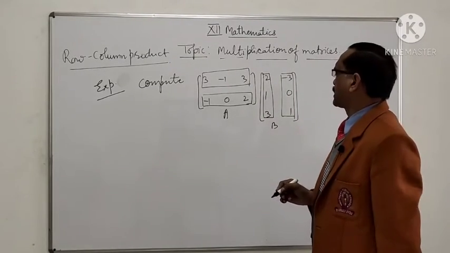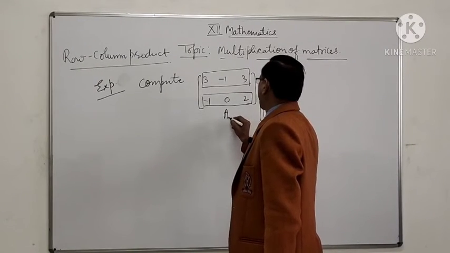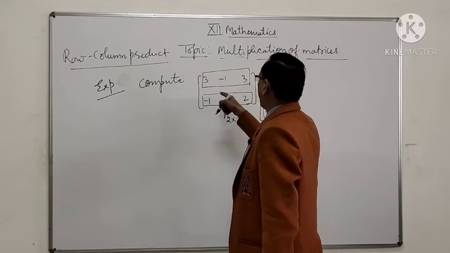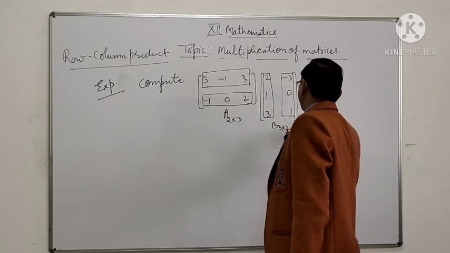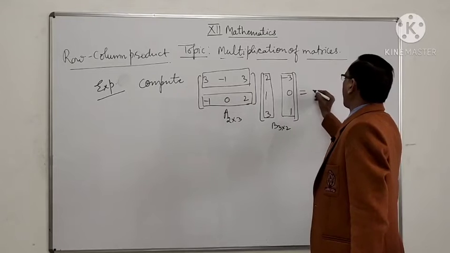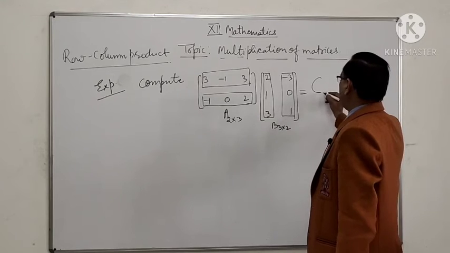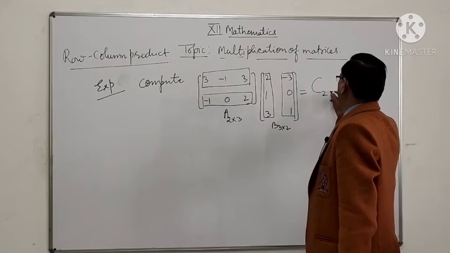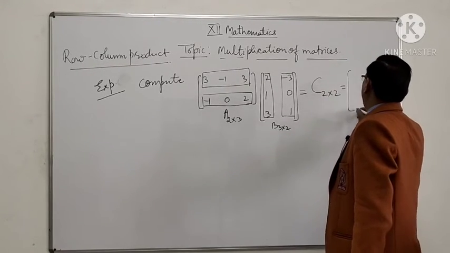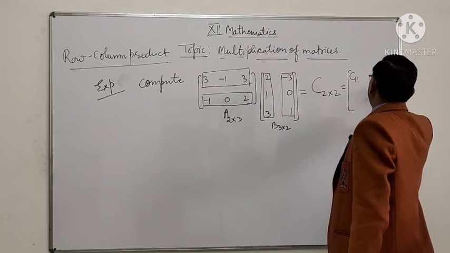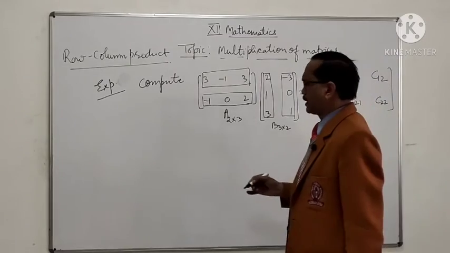Student, first of all, we will see the order of the A matrix and B matrix. The order of the A matrix is 2 by 3. There are 2 rows and 3 columns. The B matrix is of order 3 by 2. So the product matrix, the C matrix, will be a 2 by 2 matrix. Let its elements be C11, C12, C21, and C22.